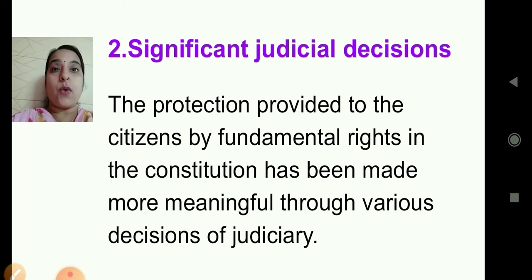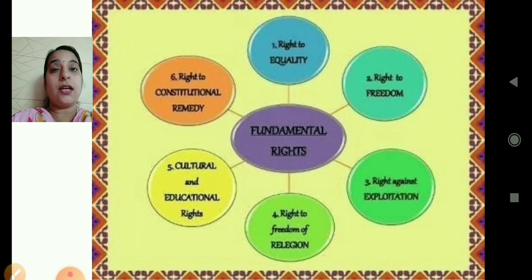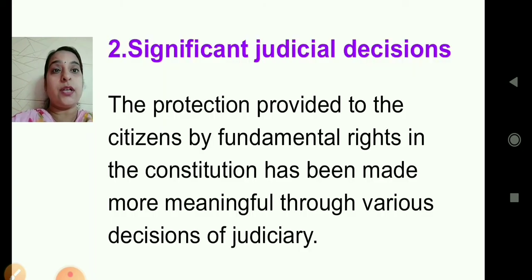The protection which is provided to the citizens by the fundamental rights in the constitution has been made more meaningful through various decisions of the judiciary. Now children, you all have learnt about fundamental rights. Yes: right to equality, right to freedom, right against exploitation, right to freedom of religion, cultural and educational rights, right to constitutional remedy. These are our fundamental rights. So children, the protection provided to citizens by fundamental rights has been made more and more meaningful through various decisions of the judiciary.